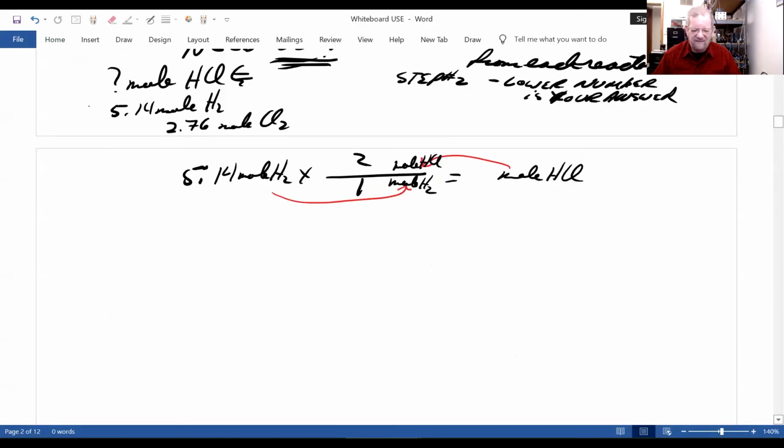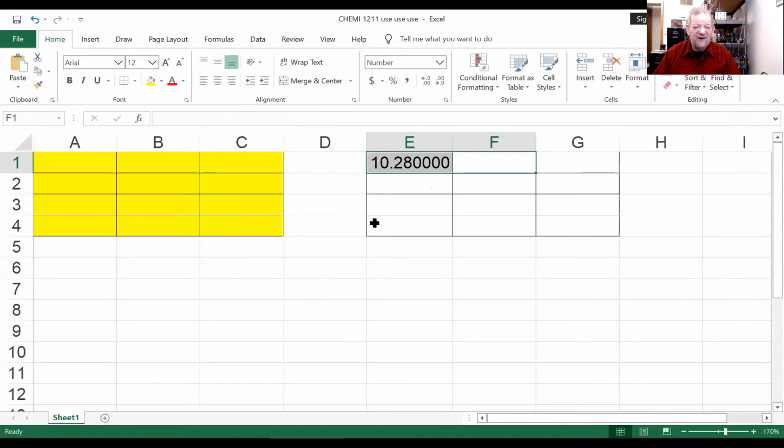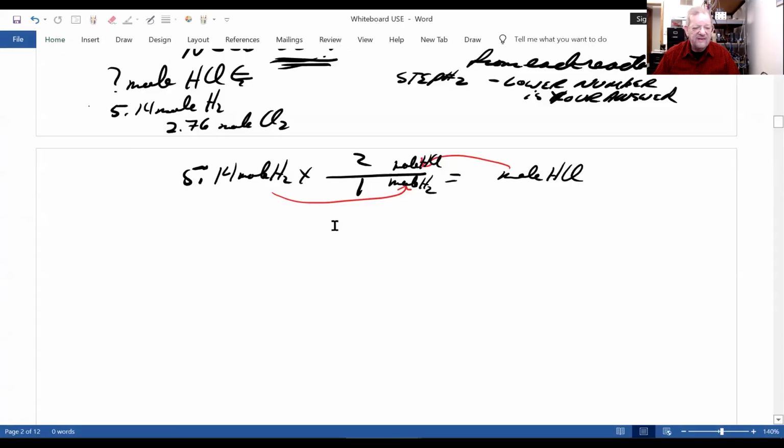And it's 5.14. And if I round that off to 3 significant figures, that's 10.3. So I'll go back. And here I would get 10.3 moles. Now the other reactant is chlorine.